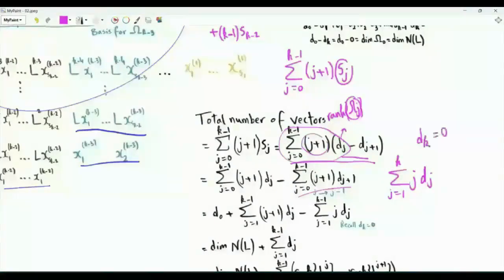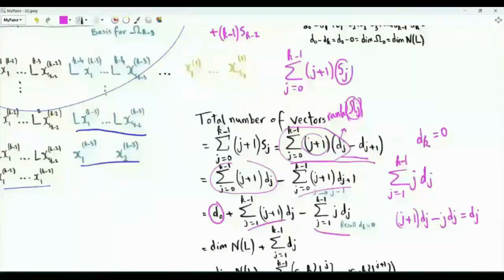But recall that dk is equal to 0. We can stop this summation at k minus 1. And from this summation here, we can isolate the term corresponding to j equal to 0. This will be 0 plus 1 times d0. So we have d0 here, and then this summation and that summation, in both, the index goes from 1 to k minus 1. We can now combine them. We have j plus 1 dj minus j dj, and this is equal to dj.